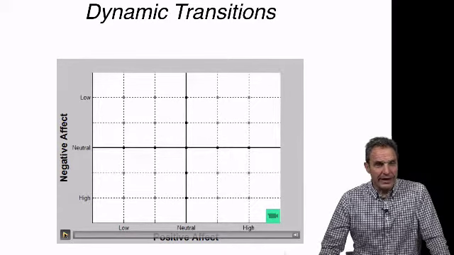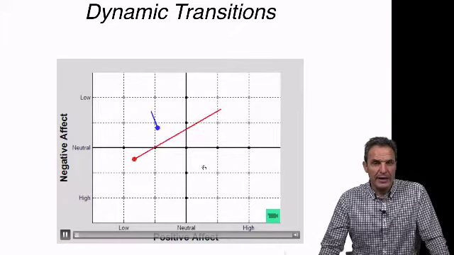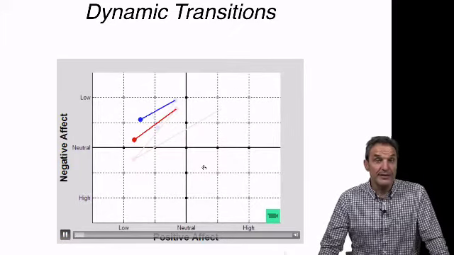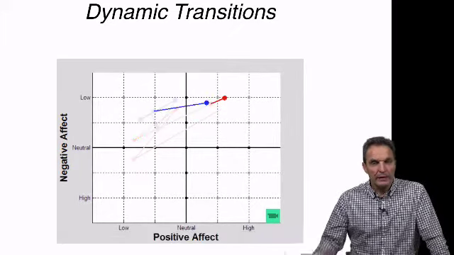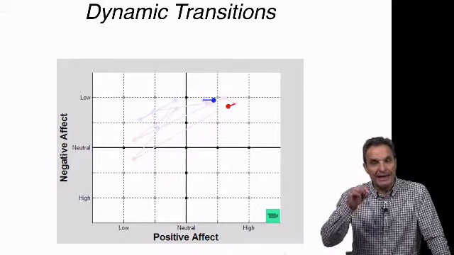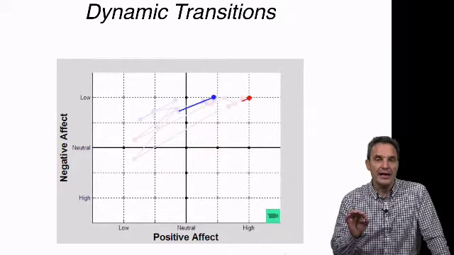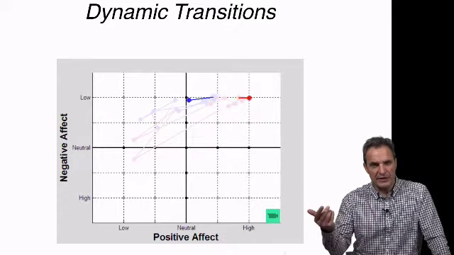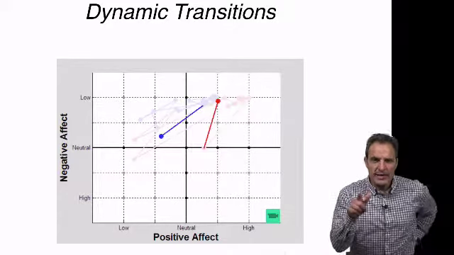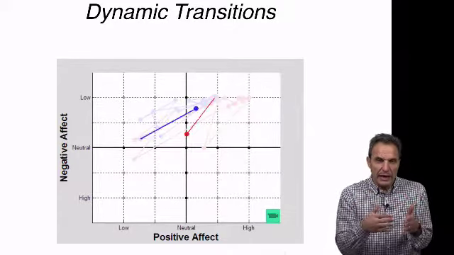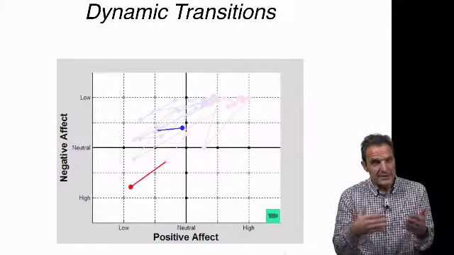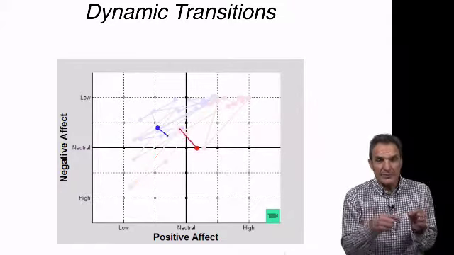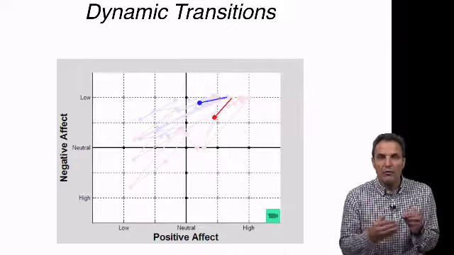So here again, the blue represents the male, the red represents the female in the couple, the dot represents that affect on any given day, and the tail is the affect yesterday. And what we're seeing is that they're traveling sometimes together, sometimes separately, sometimes there's a lag of one day.